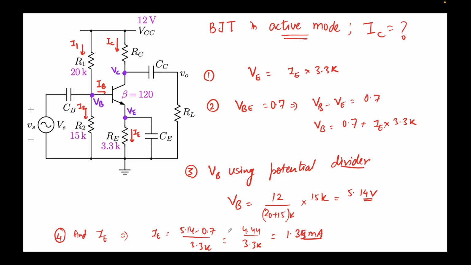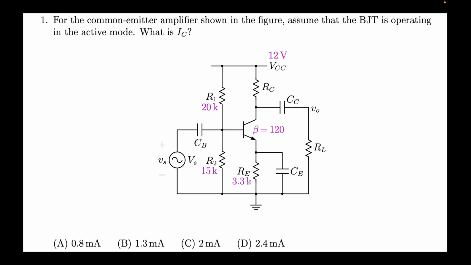Now since we assume that beta is large, we can say that IC is approximately equal to IE, which is again 1.35 milliamps. So we see if there is a close by option, 1.34. Yes, option B is there, and this is a fairly close call, because remember that we have ignored that some current is flowing through here. These options are far apart, so with reasonable confidence we can say that B is the correct option.